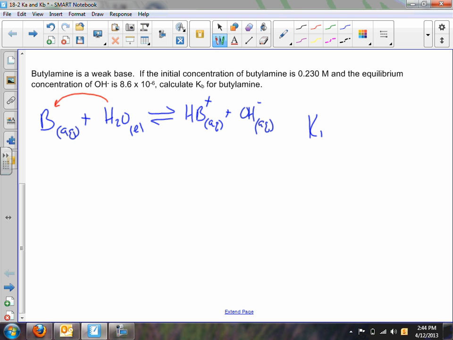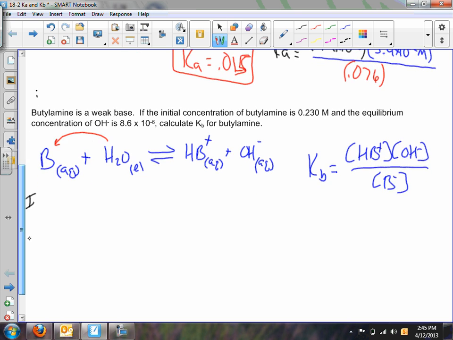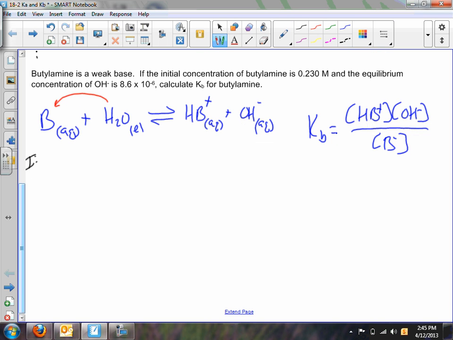From this, I can write my KB expression to be concentration of HB plus times concentration of OH minus all over the concentration of B. Well, initially the B was 0.230 molar, and you don't have any ions when you first stick it in water. What I'm more concerned with is, where are we at equilibrium? Well, at equilibrium, the hydroxide was 8.6 times 10 to the negative 6 molar.